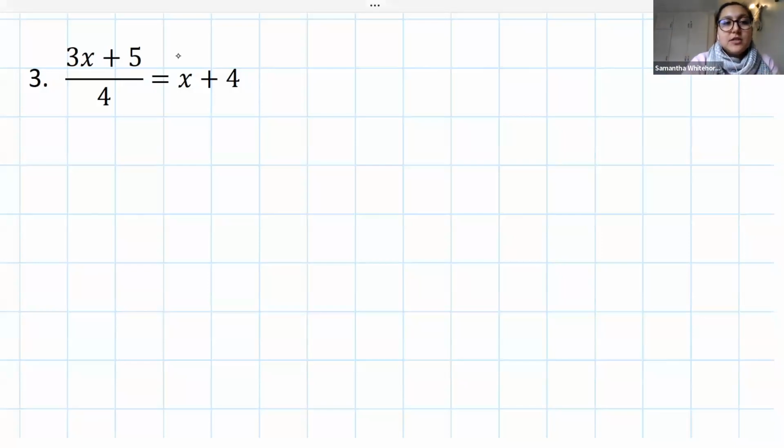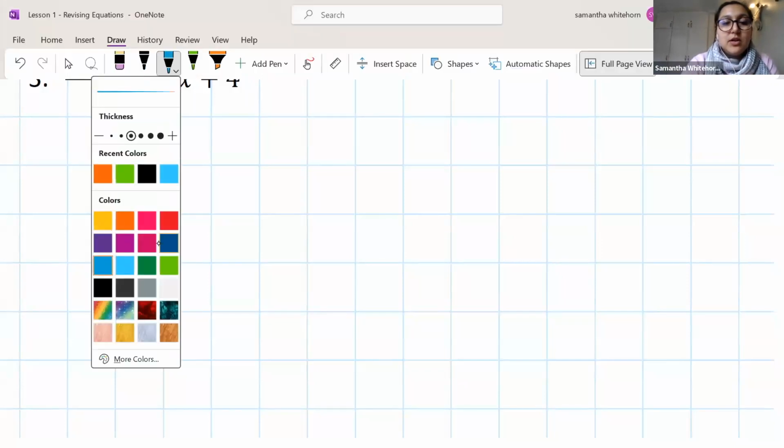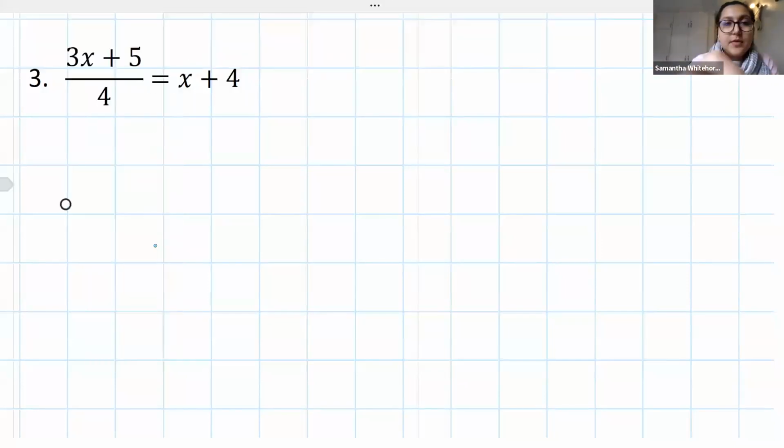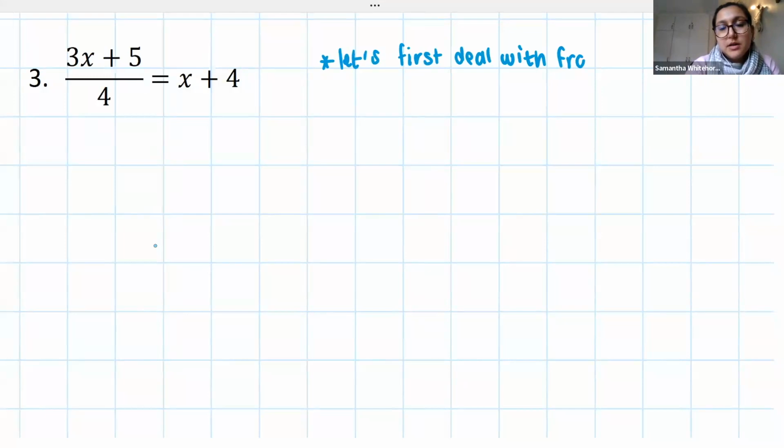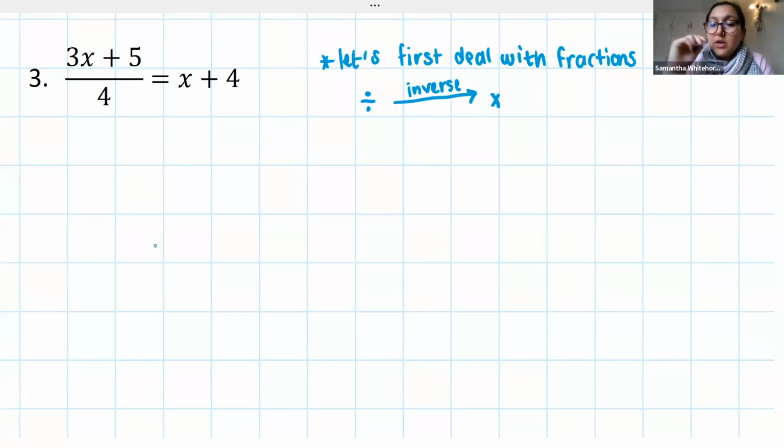Now, personally, with fractions, if we can get rid of the fraction as early as possible, let's just do it. All right. So let's first deal with the fraction. Now, fractions imply the operation division. So we have got division as our original operation. And so the inverse of division is multiplication. So whenever we want to deal with a fraction or get rid of the fraction, we need to multiply.